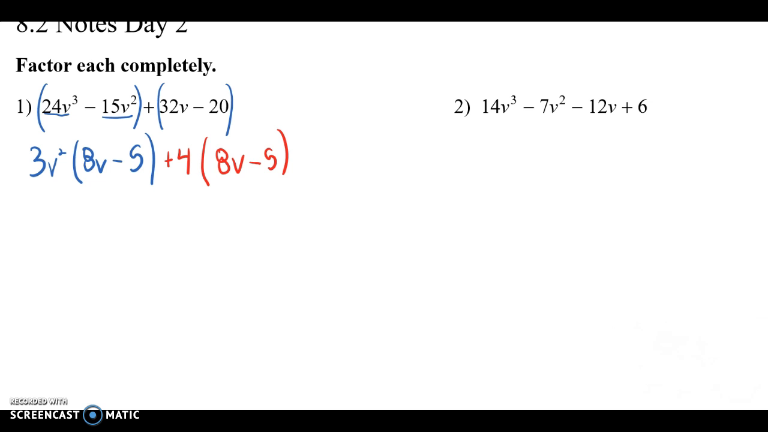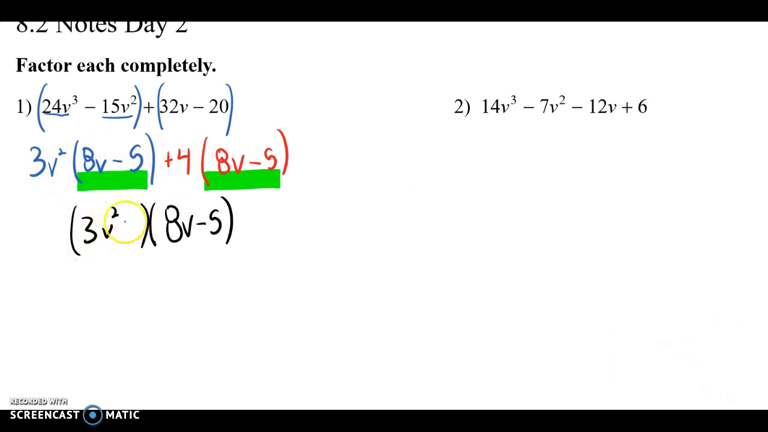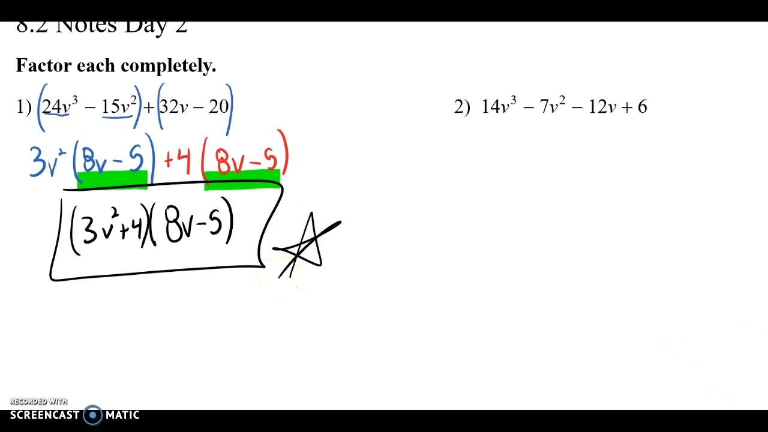Now, I know it's possible, and I know I've done it correctly if what we have inside of parentheses is exactly the same. And that's the case this time. They are the same. So when we're looking at factoring this one, we're going to have 8V minus 5 as one set of binomials, and the other one is going to be from the GCFs. That's the 3V squared plus 4. And now this is factored completely. The way I know it's correct is if I were to multiply all of this stuff back out, and if it got me back to the original, then I know it's correct.